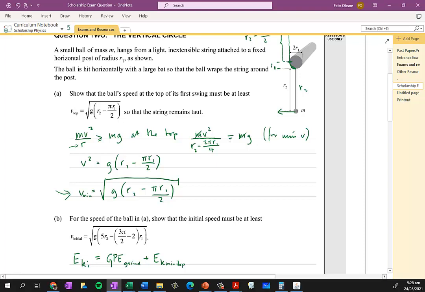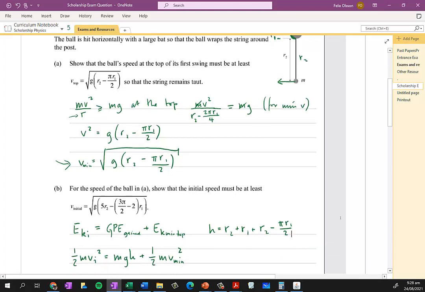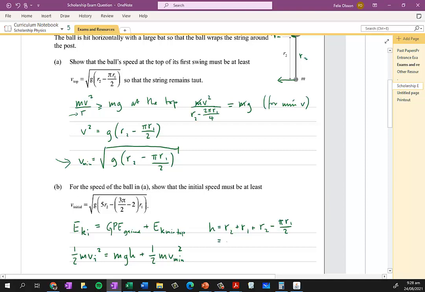So let's write that in. H is equal to r2 plus r1 plus r2 minus pi r1 over 2. Okay, and let's just simplify that. That gives us 2r2 plus, or should we do minus? Yeah, let's do minus because that one's going to be bigger. So 2r2 minus r1 times pi over 2 plus 1. Right?